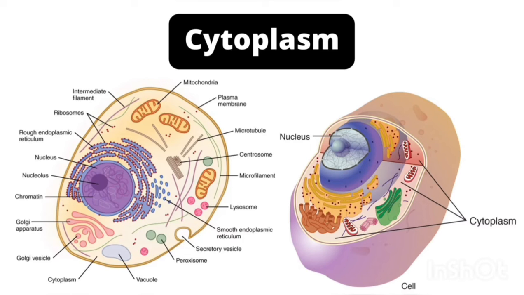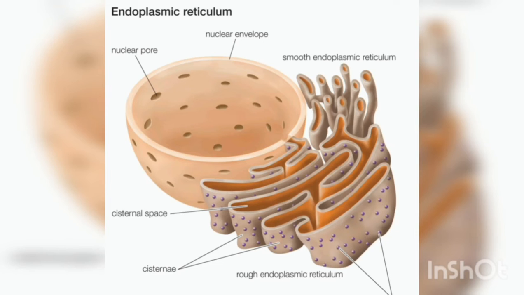Cytoplasm. Cytoplasm is the fluid content inside the plasma membrane. It contains many specialized cell organelles. Each organelle is enclosed by membranes. Next is the endoplasmic reticulum. Endoplasmic reticulum is a large network of membrane-bound long tubules. Endoplasmic reticulum forms a network that is a continuation of the nuclear membrane.